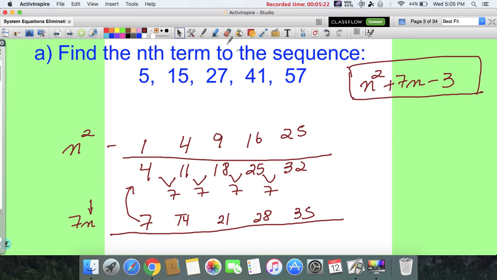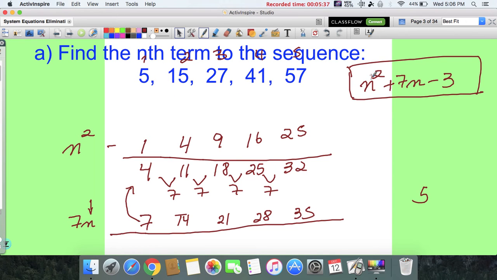That's the function of the sequence. Now, if you wanted to double check, remember, this is the first term, the second term, the third, the fourth, and the fifth. Let's substitute n with 1, the first term. I should get 5, right? Because that's the first number in my sequence.